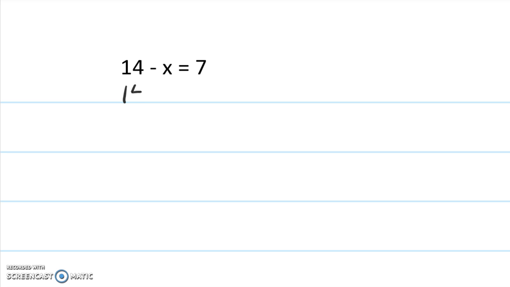So this one is one extra step from the last one. 14 minus x equals 7. That's what we have so far. We need to get the x by itself, but we can't get it by itself with that minus sign. So we need to get rid of the minus sign first. So what we're going to do is we're going to add x to both sides.